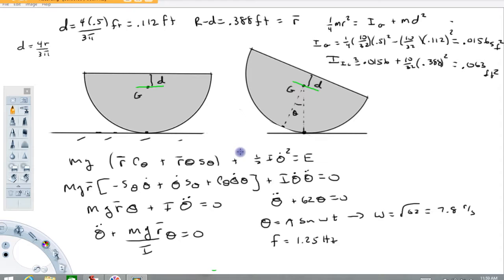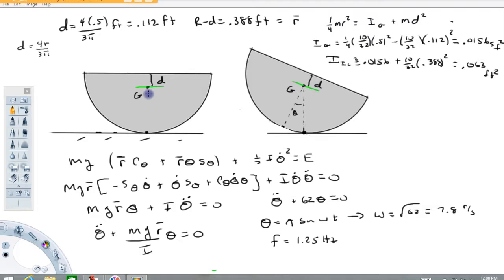Making this as a follow-up to the problem we looked at the other day in class. So this half disk here rotating back and forth. Some important points about this problem: this distance to the center of mass is going to be very important, and that is easily looked up. That's 4r over 3 pi. I got 0.112 feet when I did that.